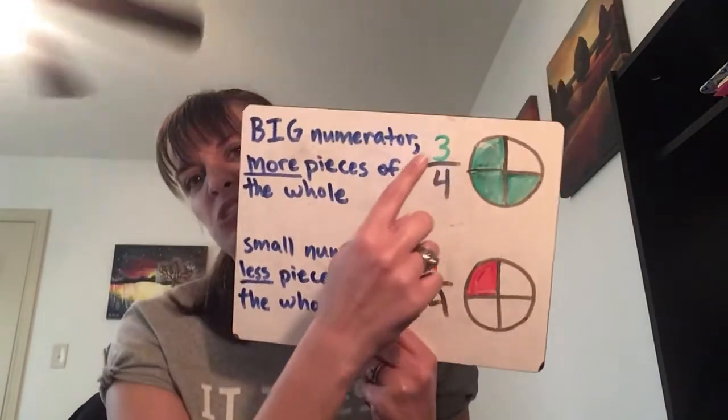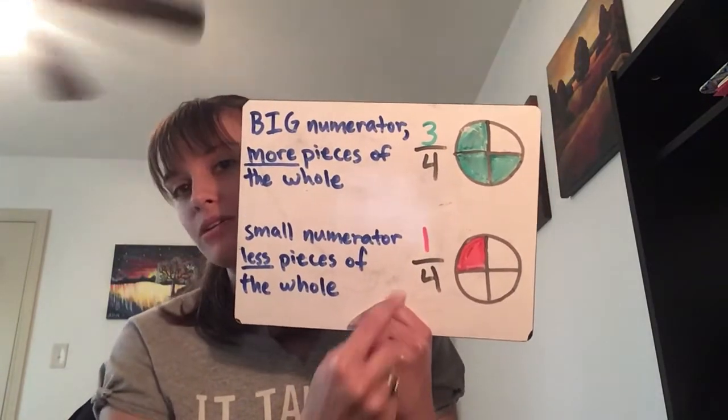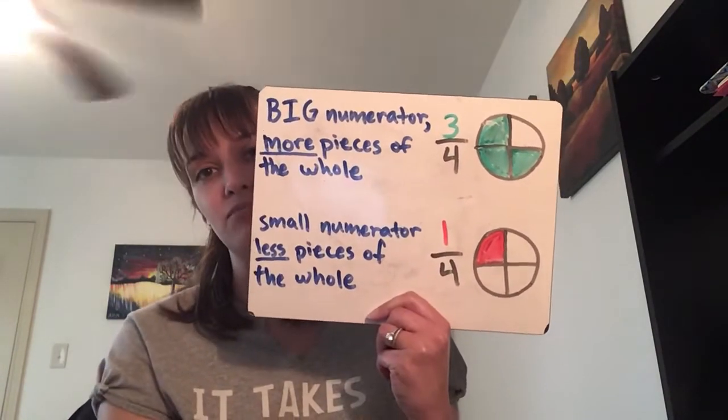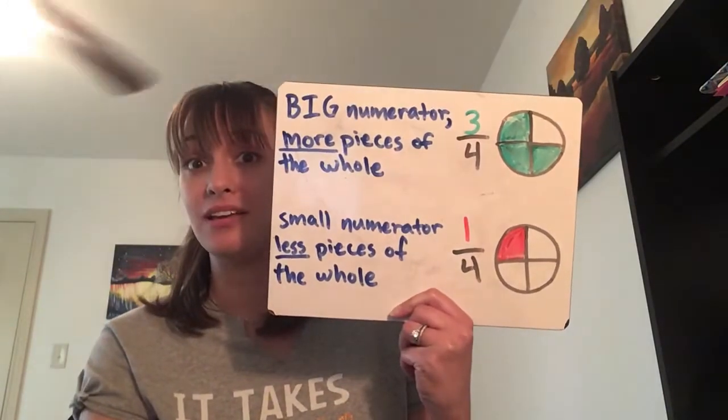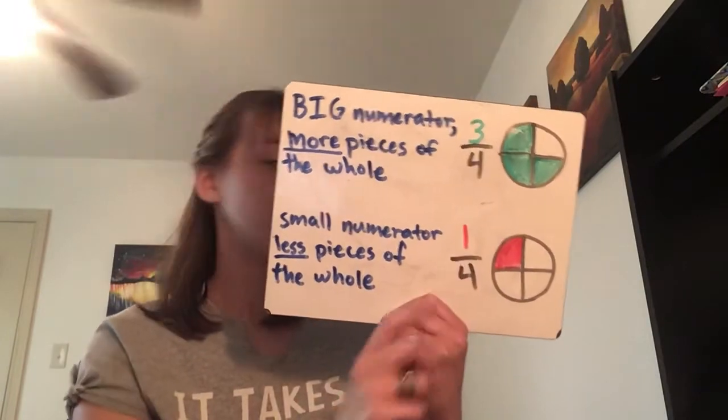So think of it this way. Would you rather have 3 out of 4 slices of pizza or 1 out of 4 slices of pizza? If you really like pizza like me, you're going to want the 3 out of 4. So 3/4 would be bigger than 1/4.